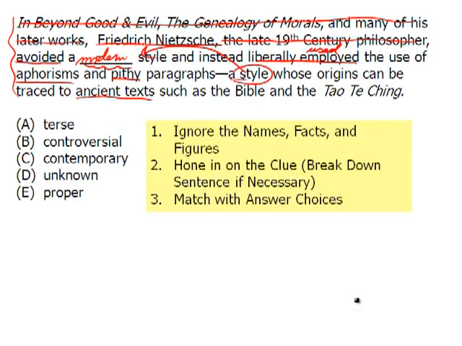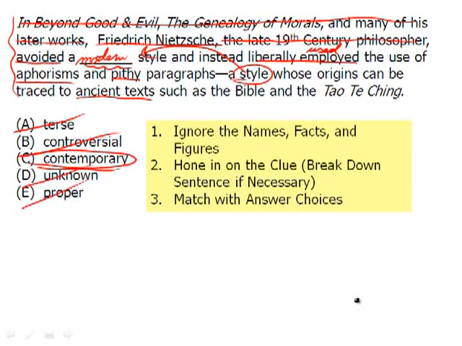So terse, if something is terse, it's straight to the point. We want modern, so that's gone. Now there's controversial. If something is controversial, well, it upsets a lot of people. Not the same as modern. What about contemporary? If something is contemporary, it's of this time, it's modern. And just like that, you have the right answer. Of course, unknown and proper neither mean modern.